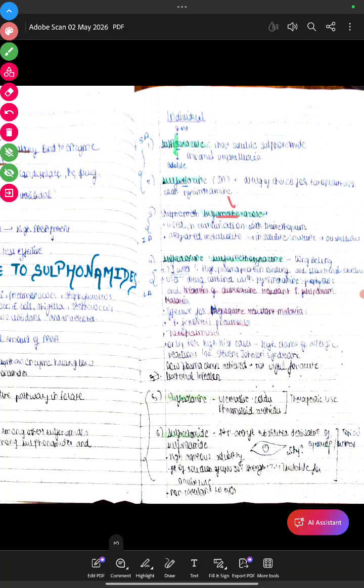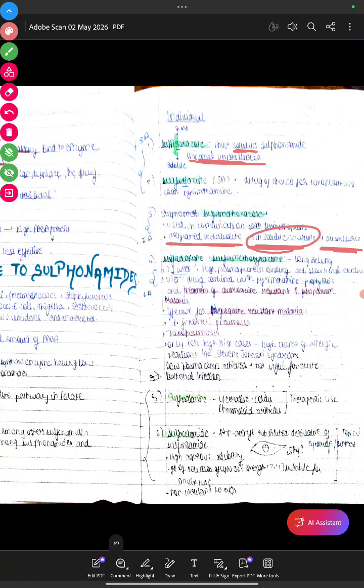Sulfamethoxazole. See, middle, intermediate. This is an intermediate acting drug. It is used in combination with trimethoprim, and its acetylated metabolite is insoluble in urine, and it can cause crystalluria. See, compare it with sulfisoxazole. It had minimal crystalluria. Why? Because it is soluble. And this sulfamethoxazole is insoluble.